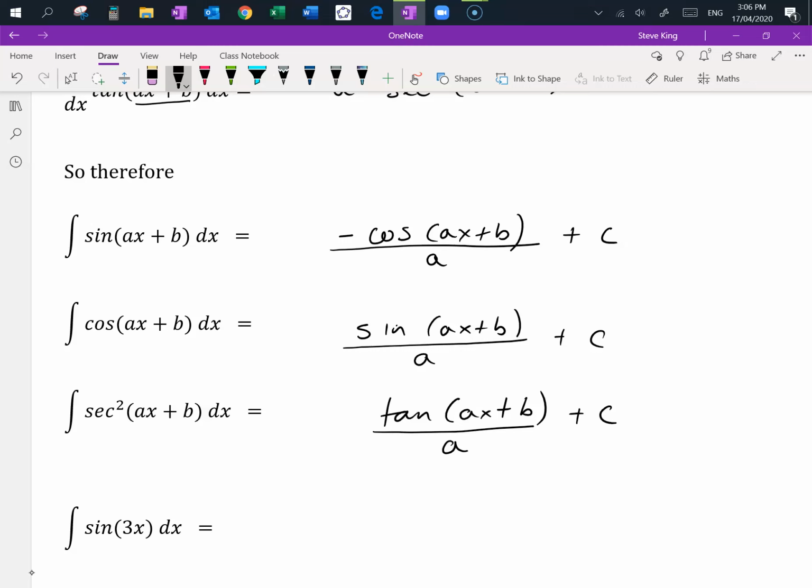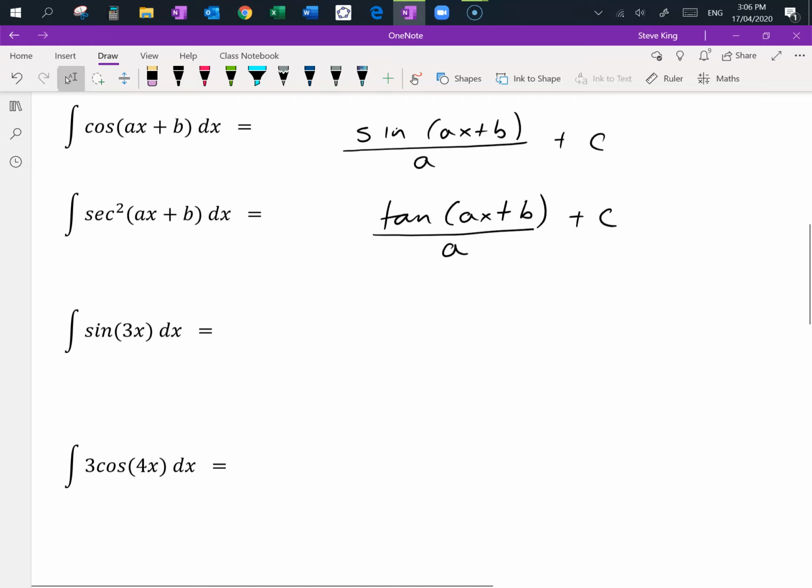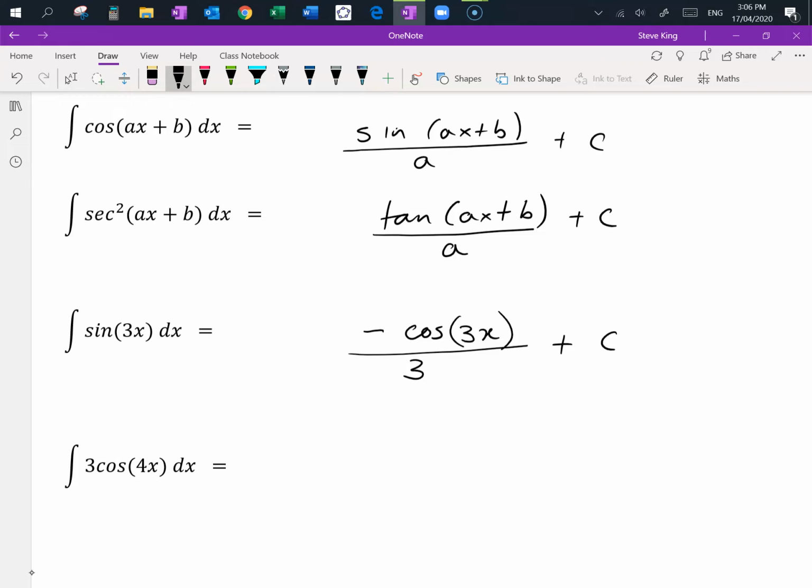So let's have a look at some examples now. The integral of sine of 3x dx. Well, what did I derive to get sine? I derived minus cos of 3x. But if I derived minus cos of 3x, I'd have got 3 sine of 3x, so I must divide all of this by 3. And then I'm going to add on c.